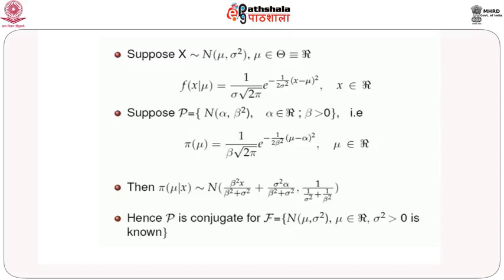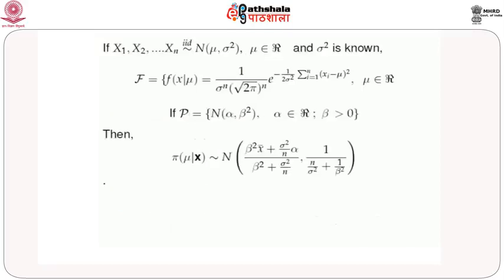So we see that the posterior distribution of the parameter mu given the observation x is also normally distributed, and thus we may conclude that the class of prior distributions P is conjugate for the family script F, that is, the normal mu sigma square family with mu taking any real number and sigma square positive and known.